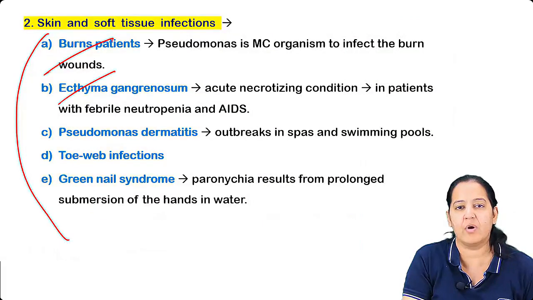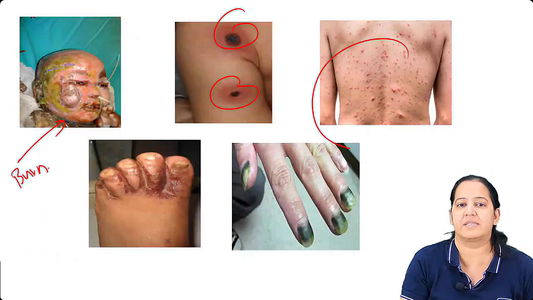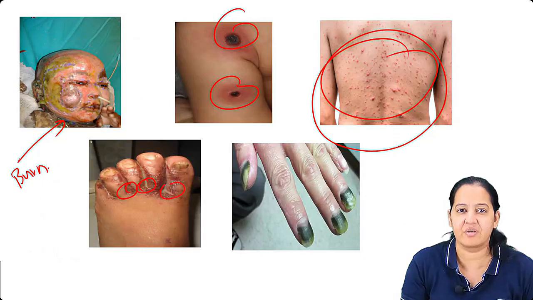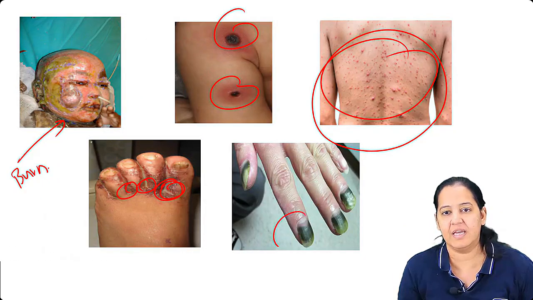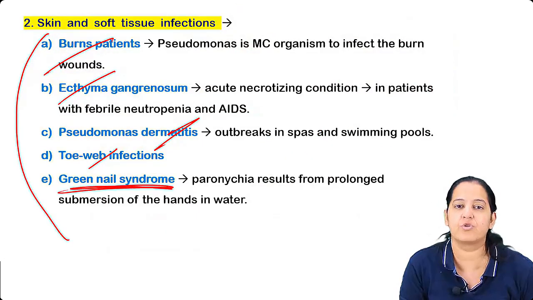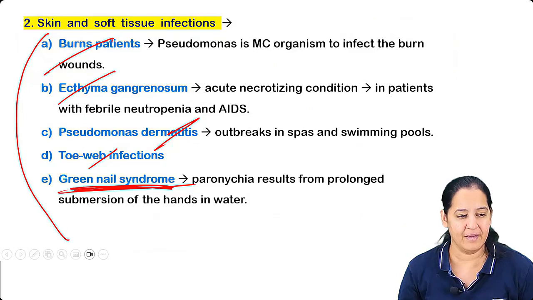Apart from that, it can cause ecthyma gangrenosum. It can cause dermatitis. It causes toe web infection. Can you see toe web infection? It can cause green nail. See, this is not nail paint. This disease is known as green nail syndrome. What is it known as? Green nail syndrome. Okay?